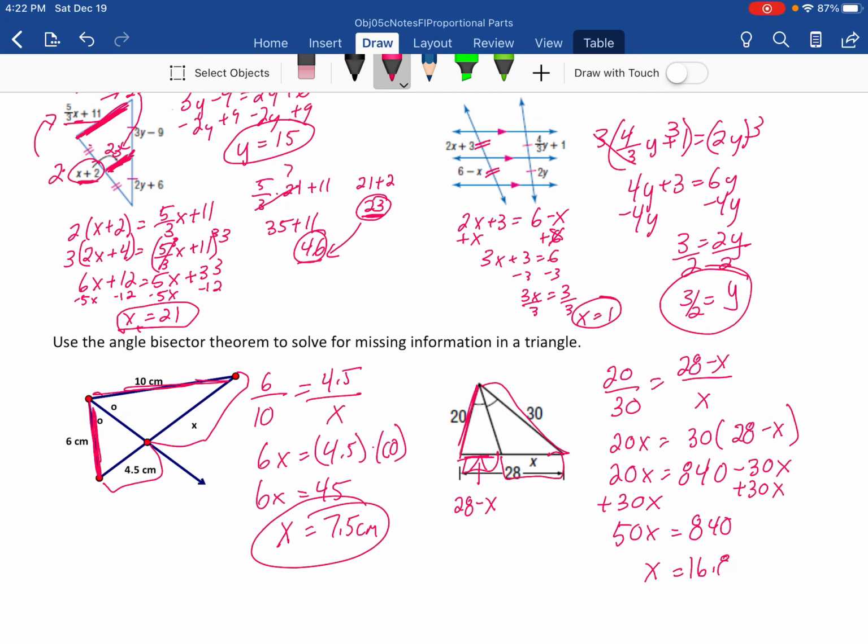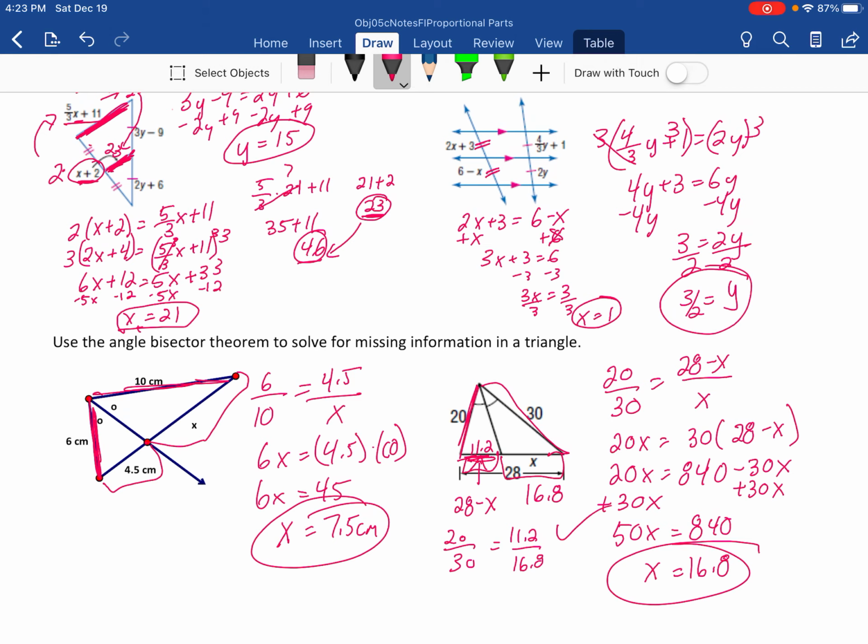And I end up with x is 16.8. So if this is 16.8, then this is going to be 28 minus 16.8, which is 11.2. Is 20 over 30 equal to 11.2 over 16.8? So that's 2/3, which is 0.6 repeating. 11.2 over 16.8 is also 2/3. That actually does check out, but that's your answer there.